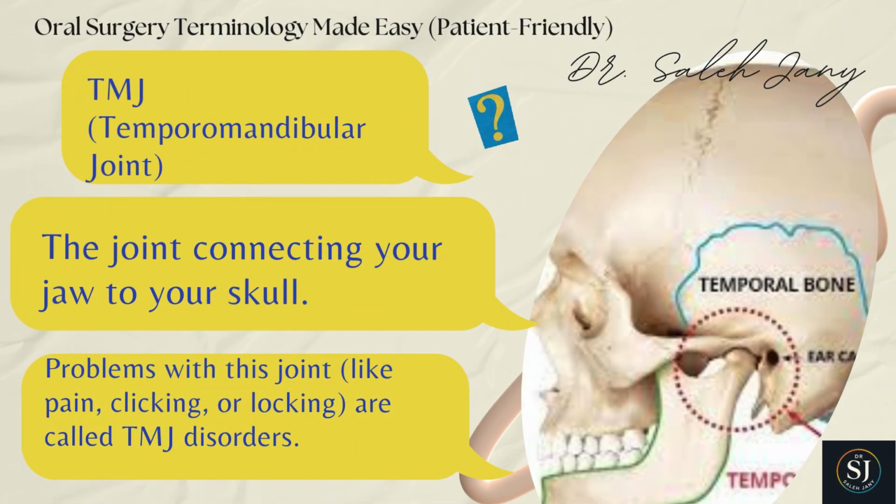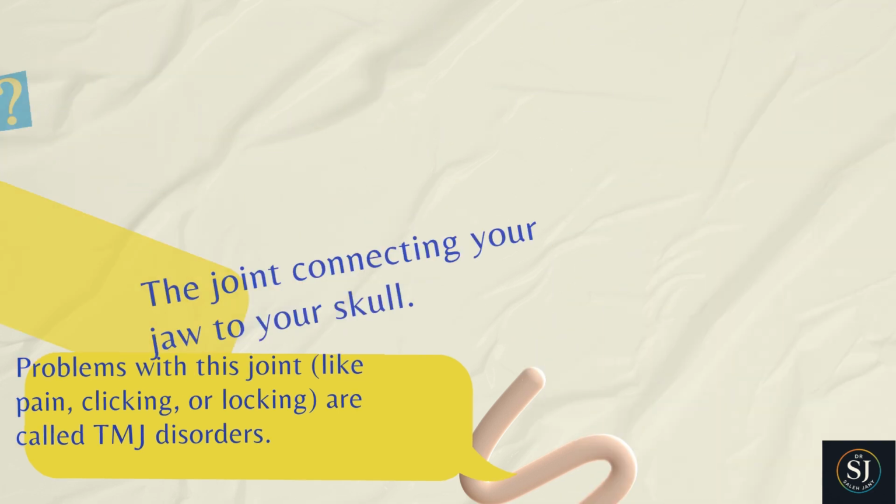TMJ. Temporomandibular joint. What it means: the joint connecting your jaw to your skull. Explanation: problems with this joint, like pain, clicking, or locking, are called TMJ disorders.